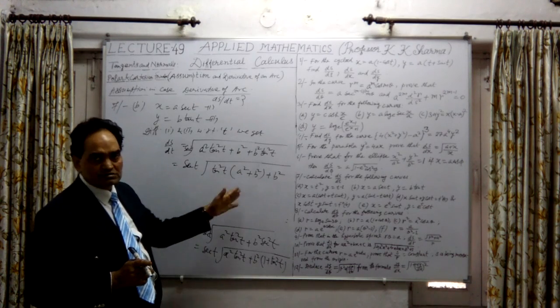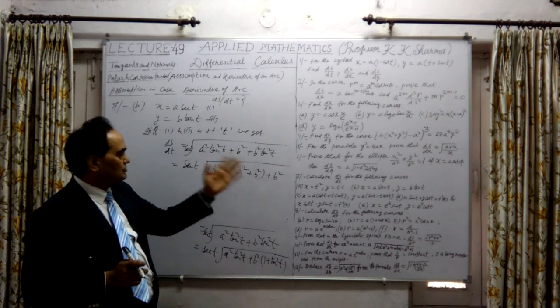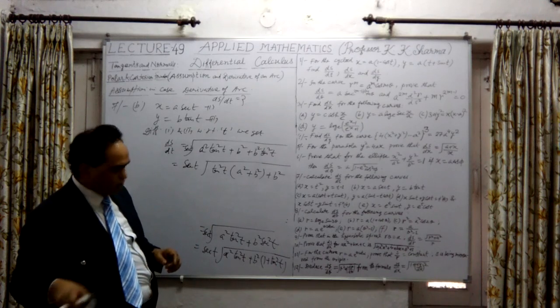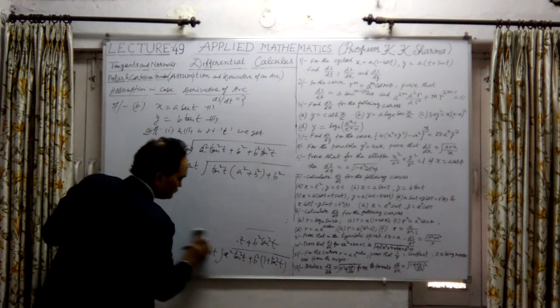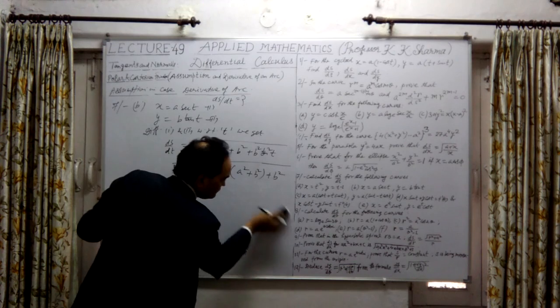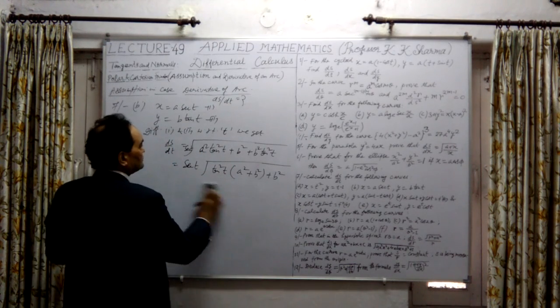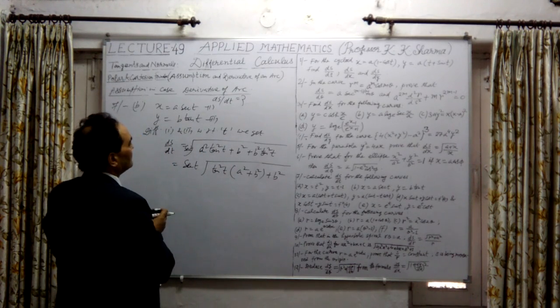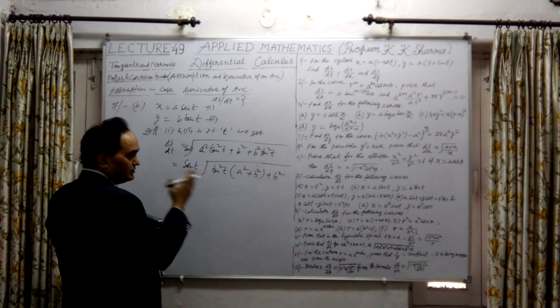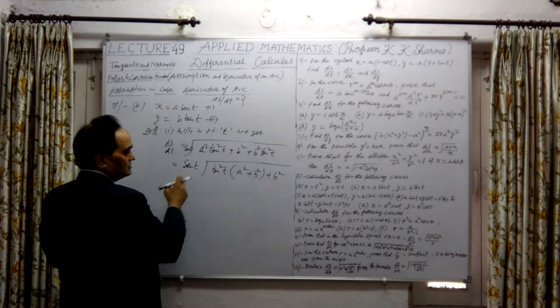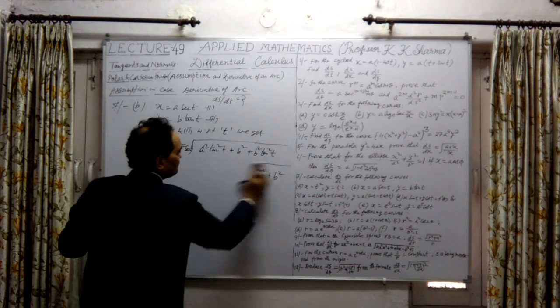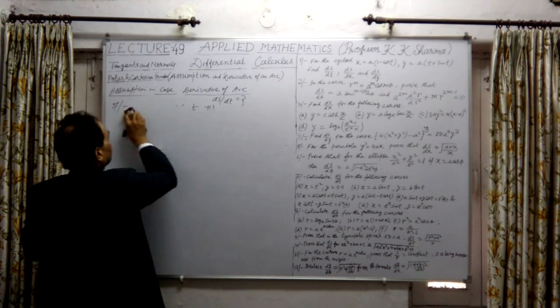Either b square plus a square b square into tan square t is the answer. No further resolution of this. So this is the final answer, because nothing is to be calculated. I mean ds upon dt must be in terms of t only, tan t and this secant t. The final answer is this B part.